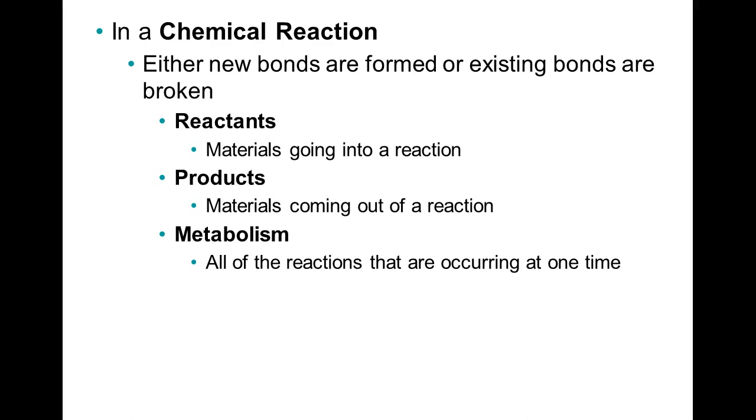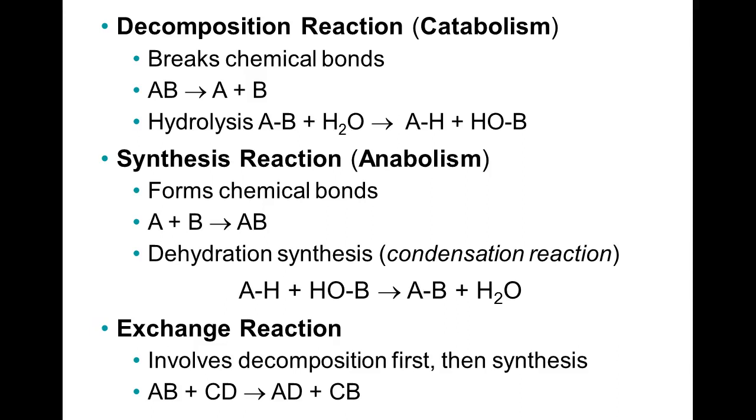And with regard to metabolism, you are doing this constantly. Your body is constantly in this state of chemical reaction. It's called life. There is no life if there are not chemical reactions going on all the time. The types of chemical reactions that you will learn about are decomposition reaction and synthesis. So breaking down and building up. Breaking down is called catabolism. Building up is called anabolism.